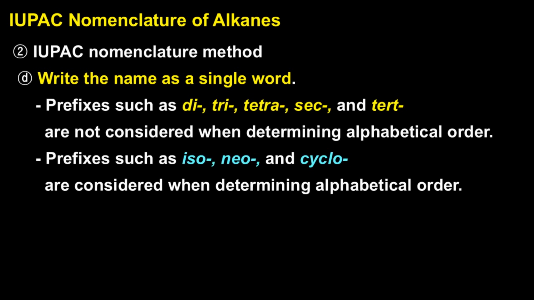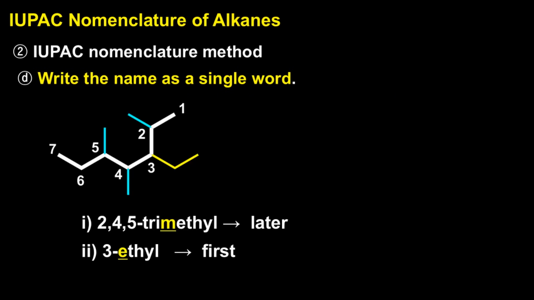Here's an important rule to keep in mind. Not all prefixes count when you're deciding alphabetical order. Prefixes like di, tri, tetra, sec, and tert are ignored when alphabetizing substituents. But prefixes like iso, neo, and cyclo do count when figuring out the order. It might sound a little tricky at first, but once you see it in action, it starts to make sense. So let's walk through a real example and see how this rule works.